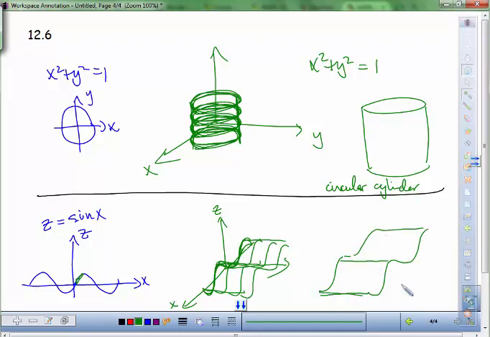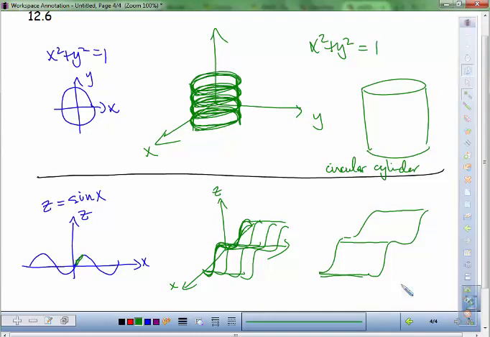And it would be something like this. It would just be a sine wave that's being swept up along the y-axis. Okay, so this too is called a cylinder.